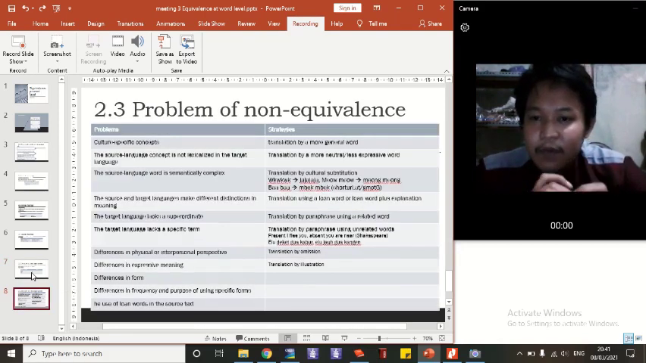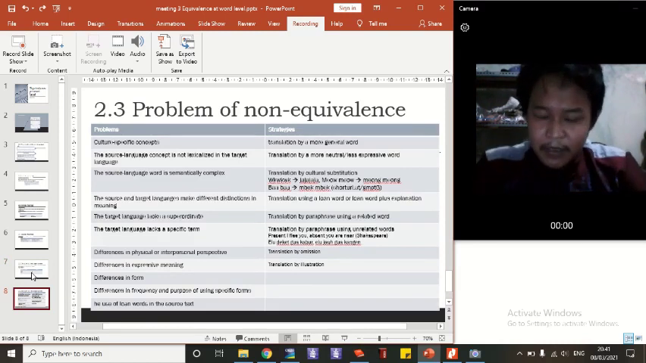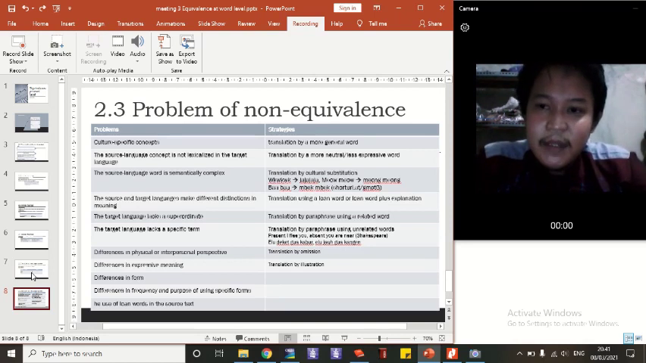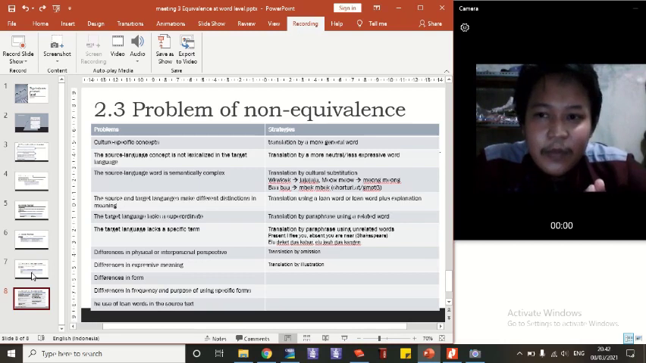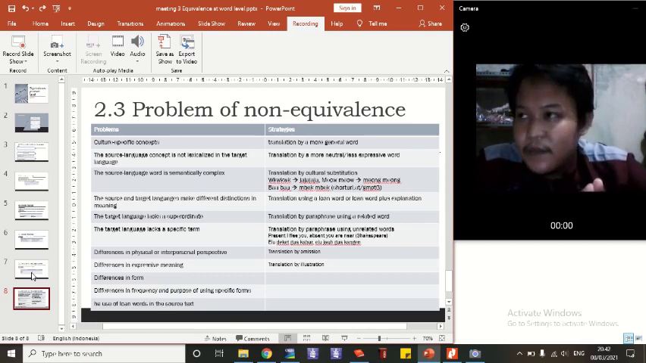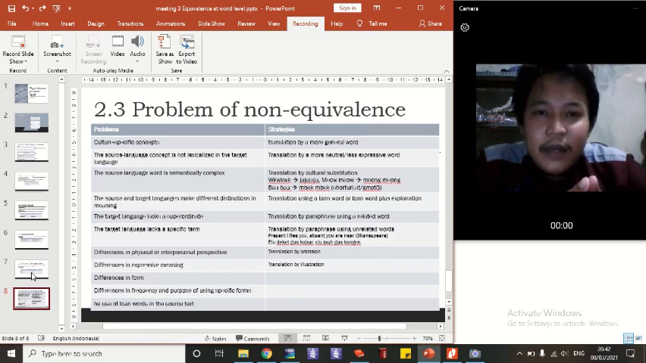The next problem of non-equivalence, problems and strategies. We discuss the problem first. The first one, culture specific concepts. Of course, there are so many culture specific concepts that are non-equivalent from one language to another. Let's say, for example, sedekah bumi. How do you say that in English? Sedekah bumi, dondunan, and for example, there are so many. Ada malam Jumat Kliwon, ada Kliwonan, ada Rajaban. There are so many.